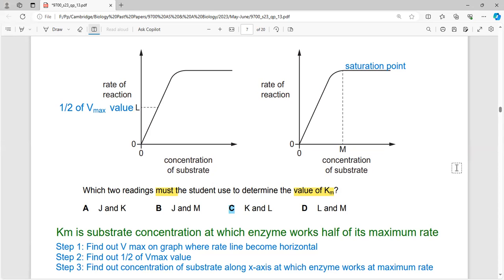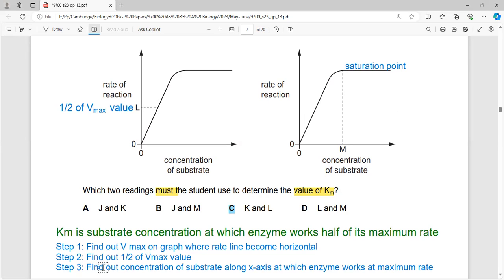So how can we find it? First we will find Vmax. Vmax is this value here. For example, in the last diagram, where the rate of reaction becomes horizontal, this is called the saturation point, and the rate of reaction at the saturation point is Vmax. So you need to identify where Vmax is. That's step number 1.